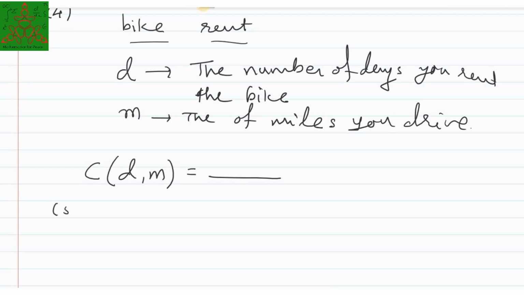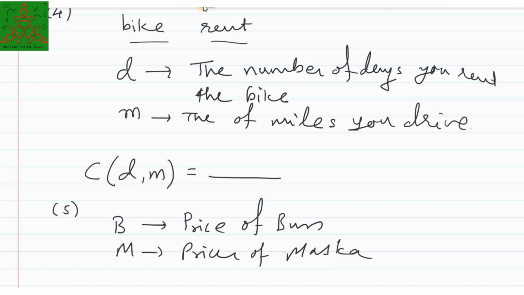The fifth example, which I already talked about in my first video, is about the Muska bun. If you want the cost of a Muska bun, I define b as the price of the bun, and m as the price of the muska, meaning butter.